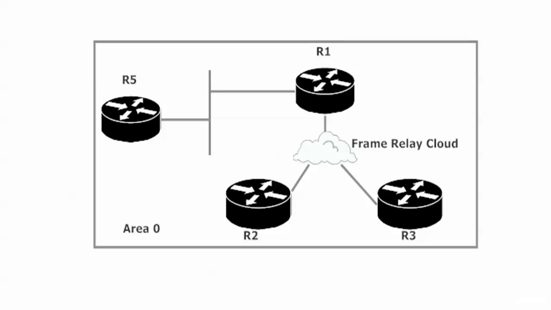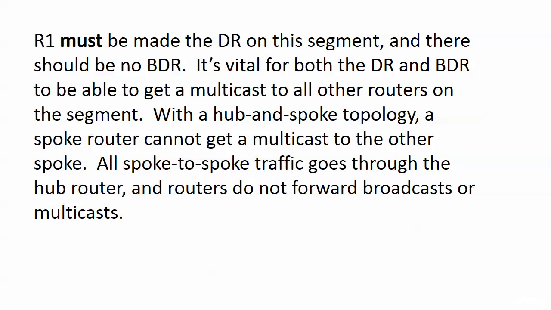So this is what we're about to build, and the key here is two of them really. First off, we want the hub to be the designated router. It has to be the designated router because in the segment connecting routers 1, 2, and 3, the only router that can get a multicast directly to every other router is router 1, because router 2 can't send a multicast over to router 3 since it has to go through router 1, and our routers do not forward broadcasts and multicasts. So router 1 has to be made the DR, and we don't want a BDR.